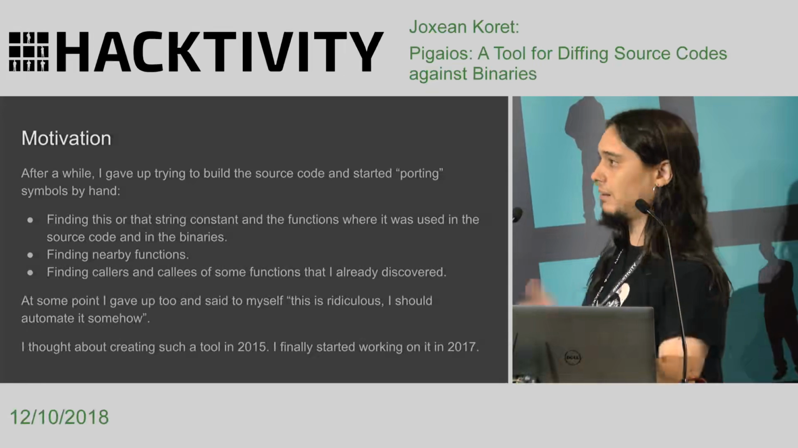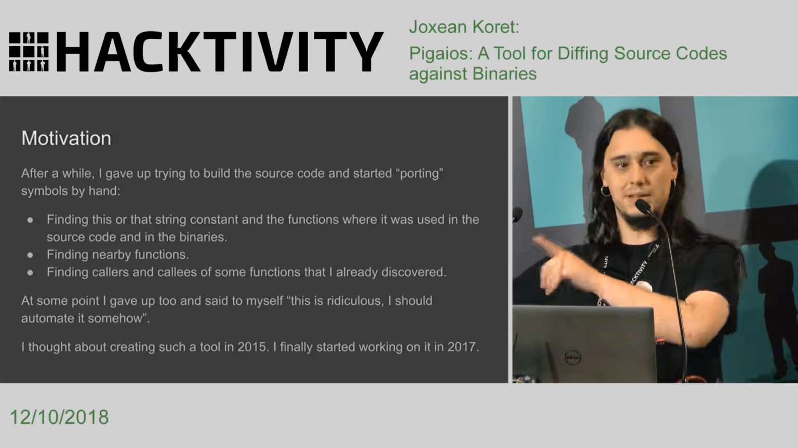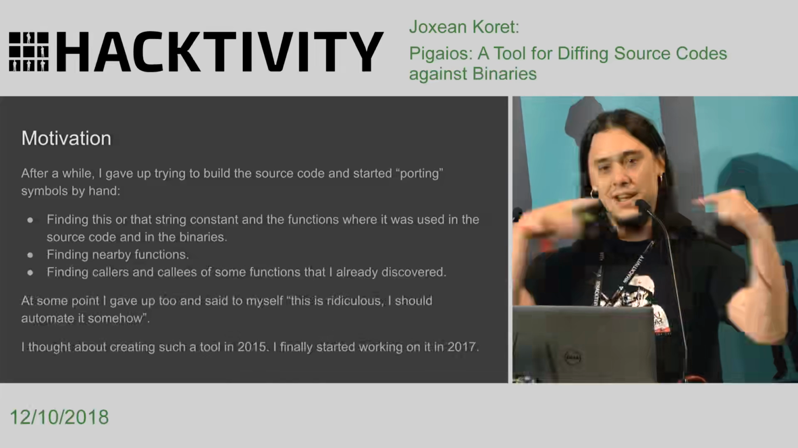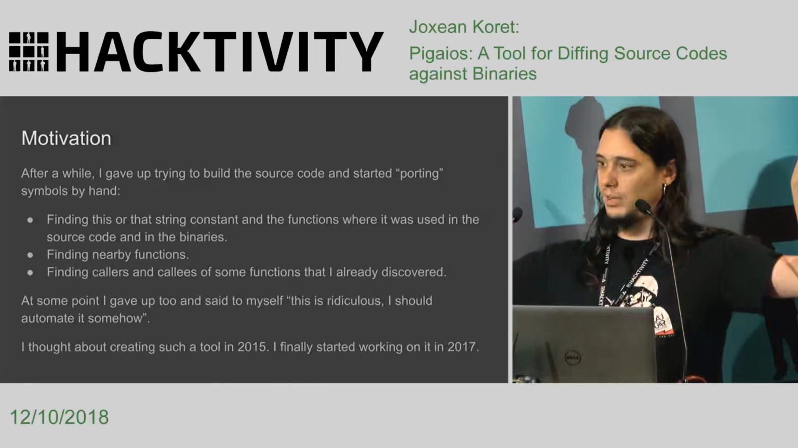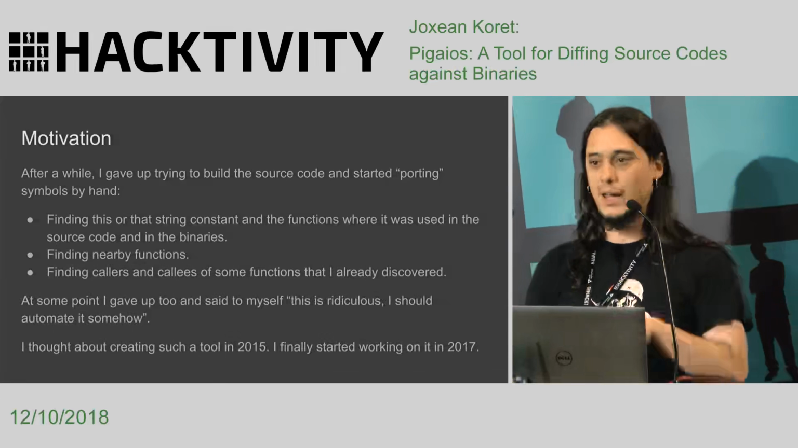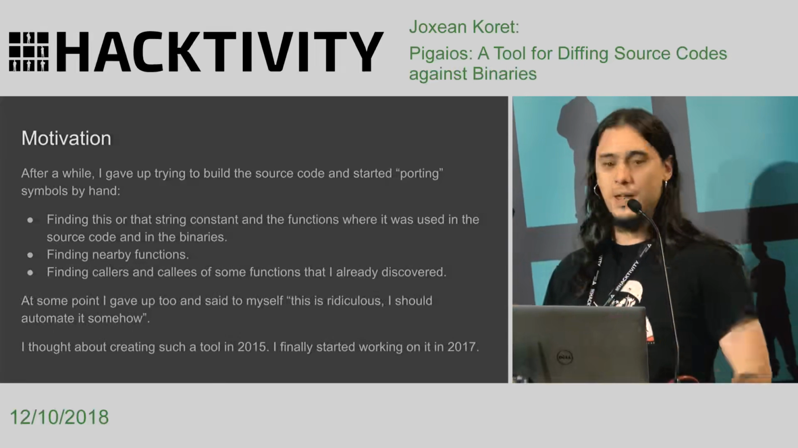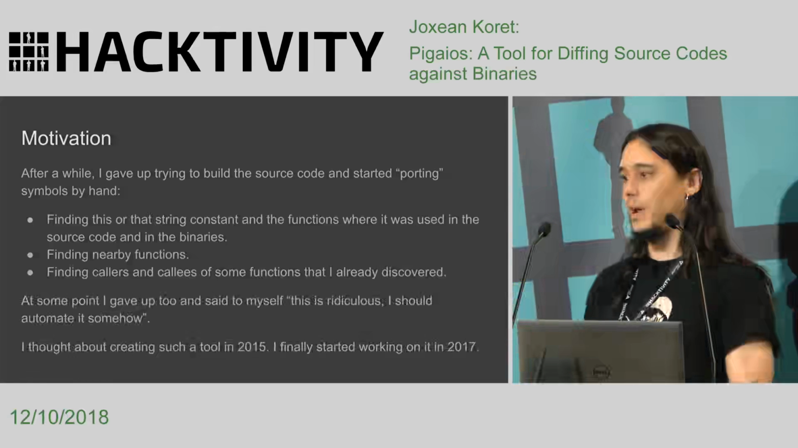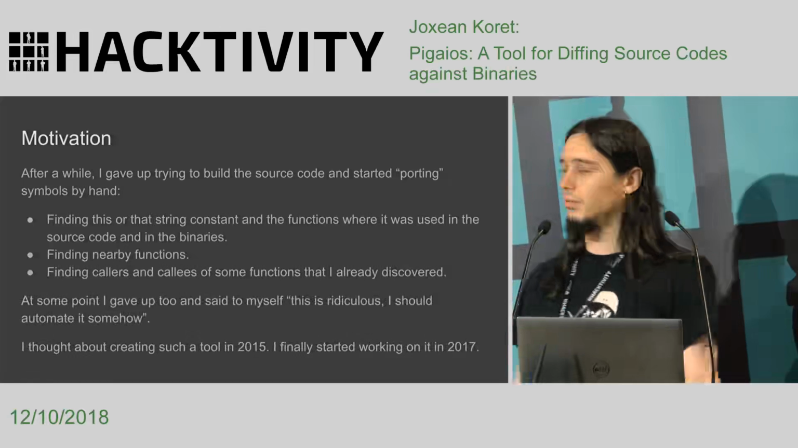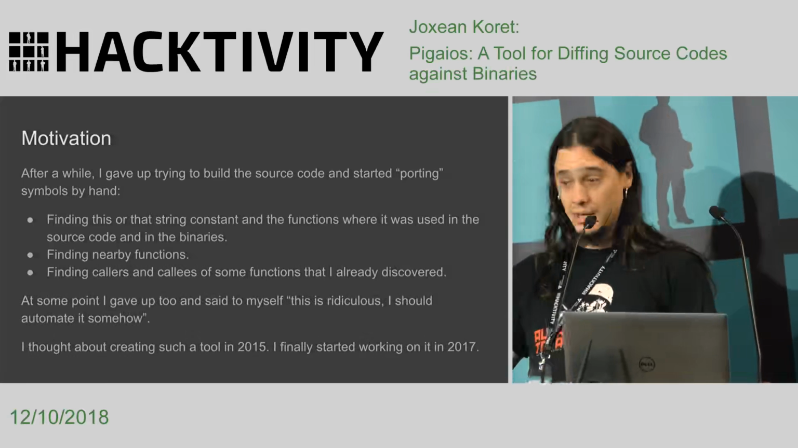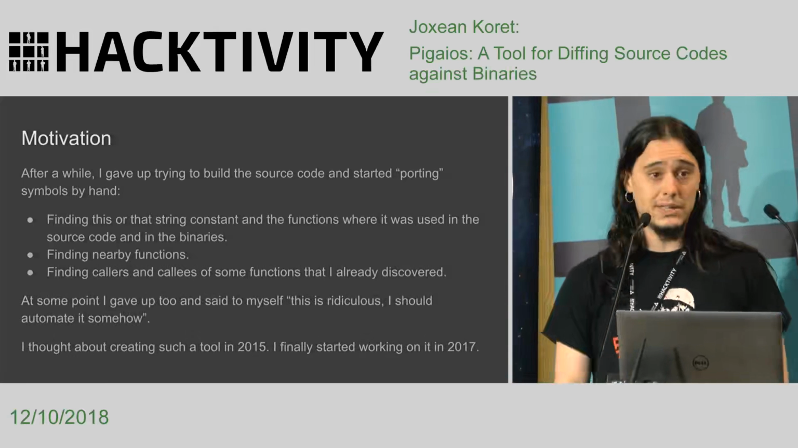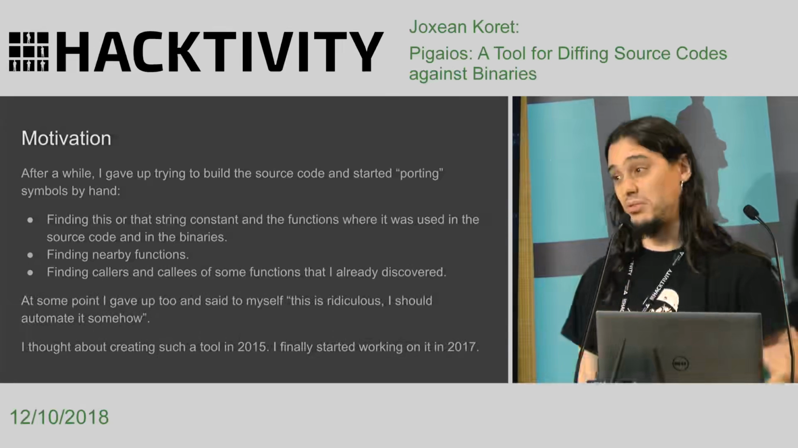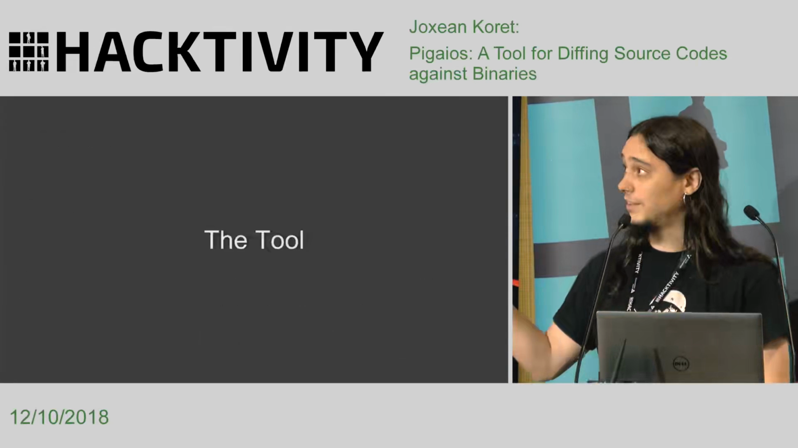So things like, okay, I will find that string constant in both the source code and in the binary, and if a function matches because the string is only referenced in this or that function, I can rename it myself in IDA. Then also finding nearby functions, and after a while I said, this is stupid, I'll automate it somehow. So I opened my to-do list, wrote the idea, and 2-3 years later I started working on it.